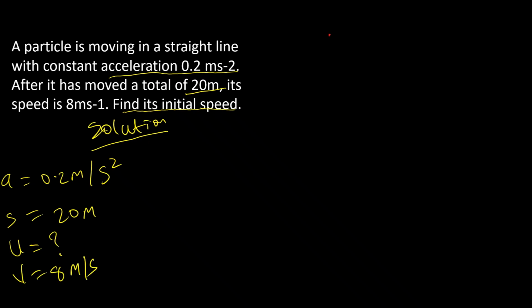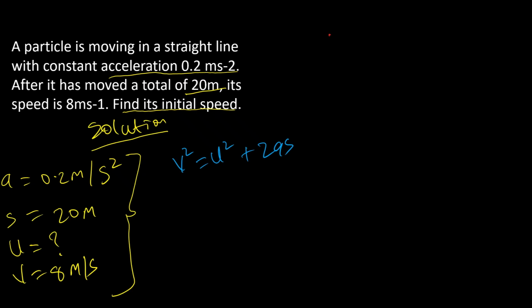Okay, now the next thing to do is look for the equation that is suitable for this question, the equation that consists of all these parameters we have here. And that will be v square is equal to u square plus 2as. Right, now the next step is to put the values into the equation.